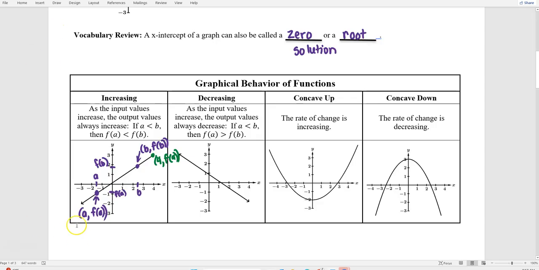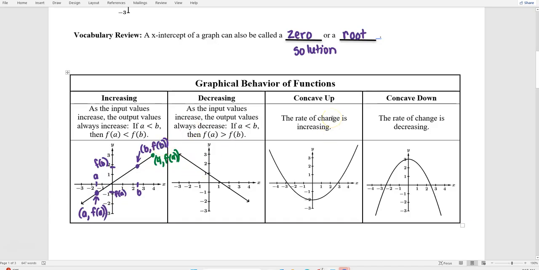So that definition says if A is less than B, that means A is further to the left than B, then f of A, which is the y-coordinate, has to be less than f of B, right? So if A is lower than B, then the y-coordinate has to be lower than the y-coordinate of your B value. So that is going to guarantee that this graph is always increasing, right? And then the opposite is going to be true for decreasing. Important thing to remember for increasing, decreasing, always start on the left side, right? Left to right for that.